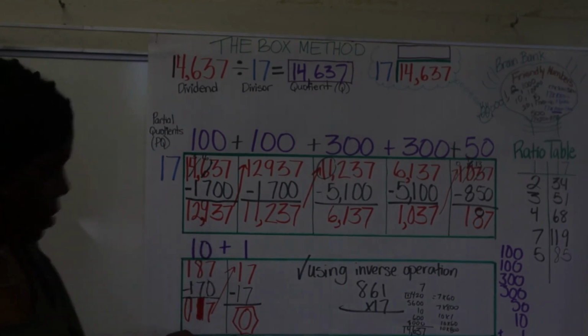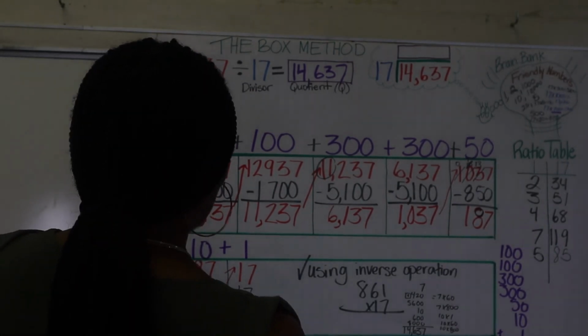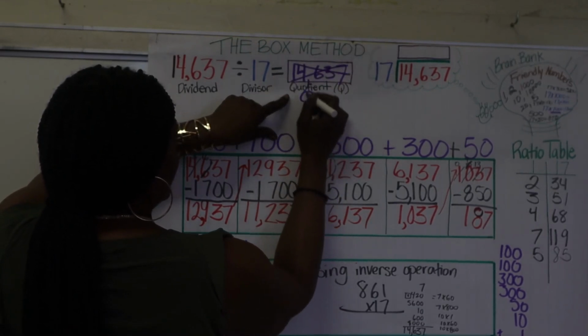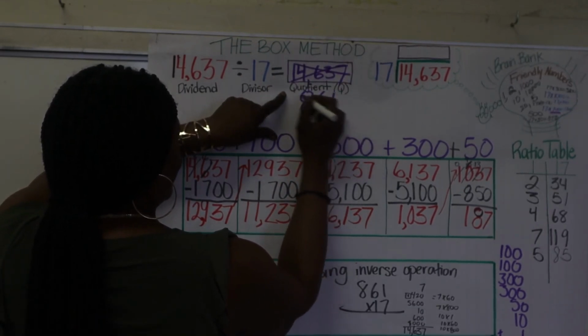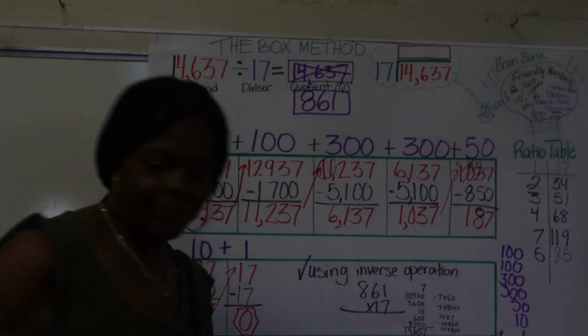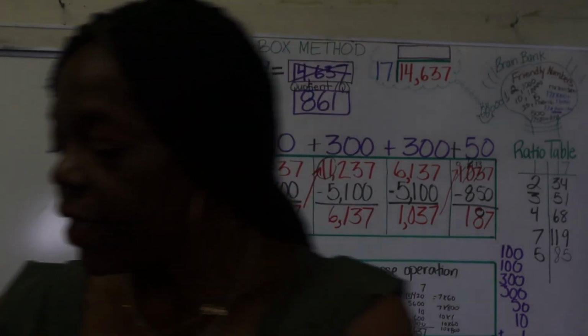You got the quotient. What was the quotient? It was 861. I got excited. 861. There we go. All right, very good. Good lesson for today.